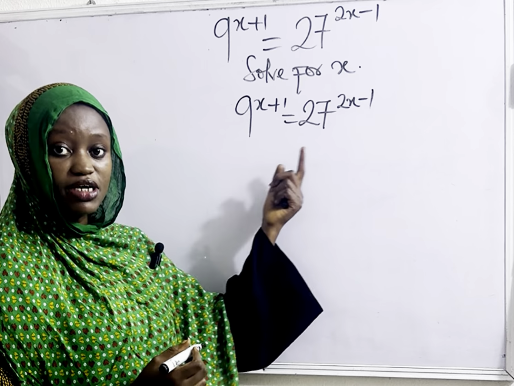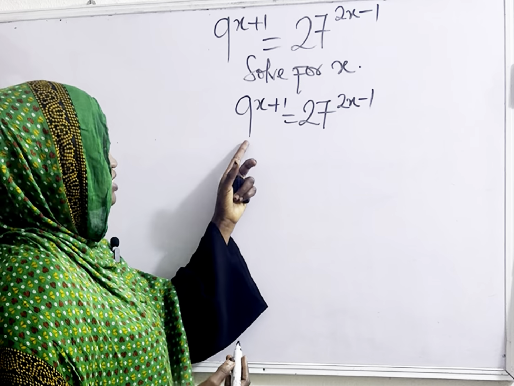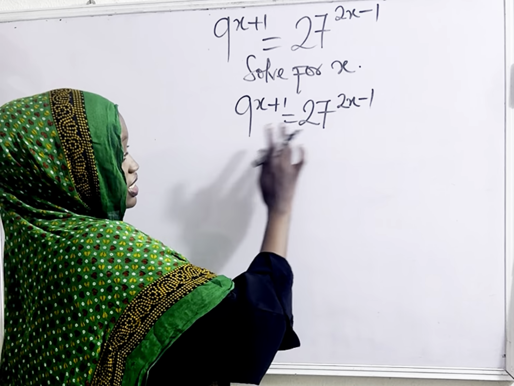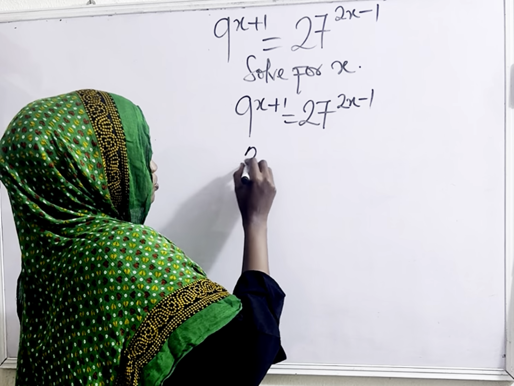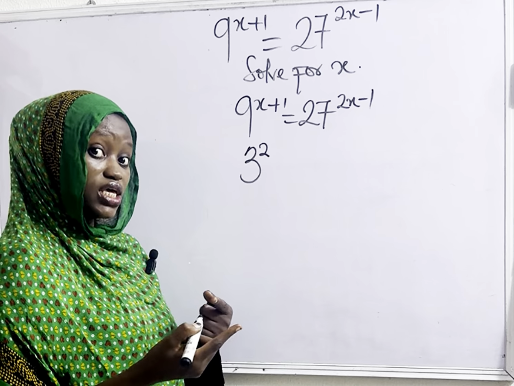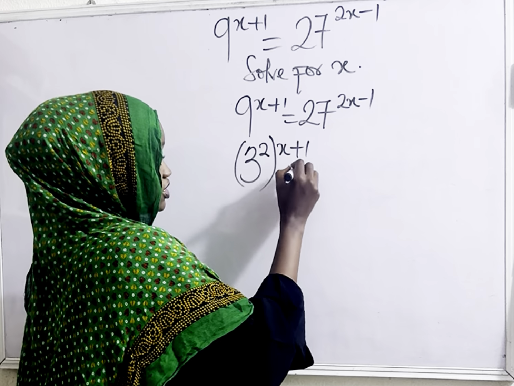So if you look at this, the bases are not equal. So the first step is to make the bases equal. We have base 9 on the left hand side, base 27 on the right hand side. So let's take them to base 3. So this becomes 3 to the power of 2, meaning if you multiply 3 two times, that's 3 times 3, that gives 9. Now we have a power already of x plus 1 equal.